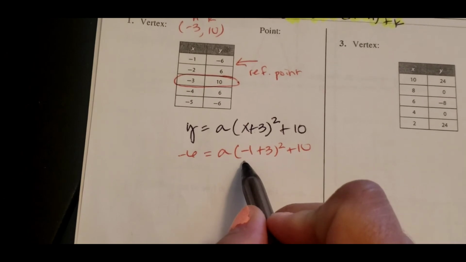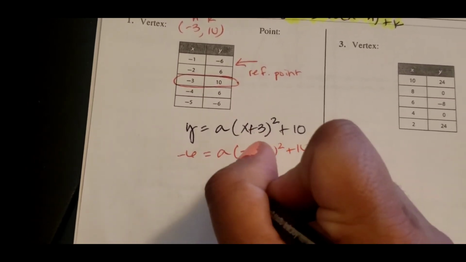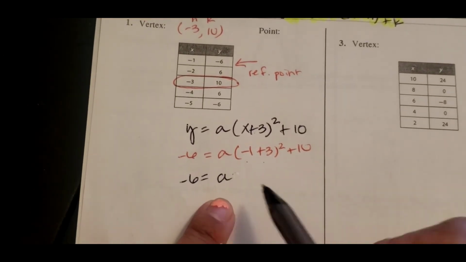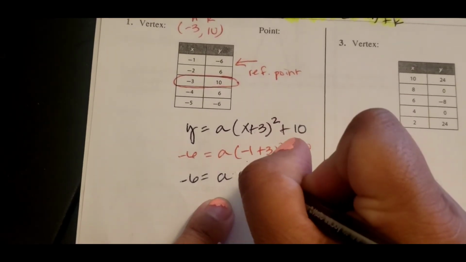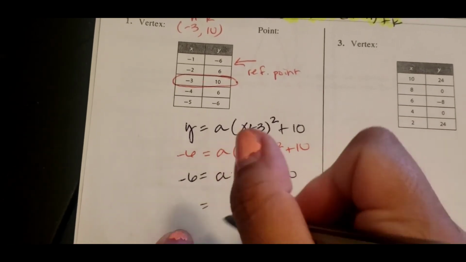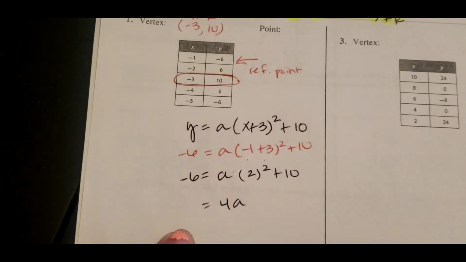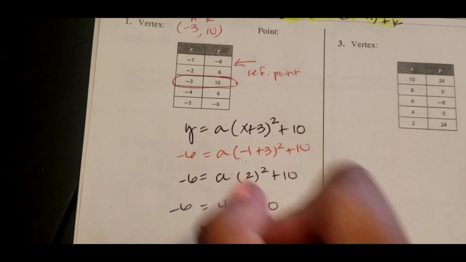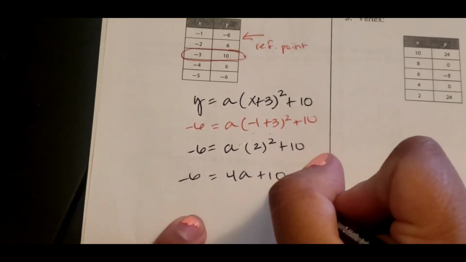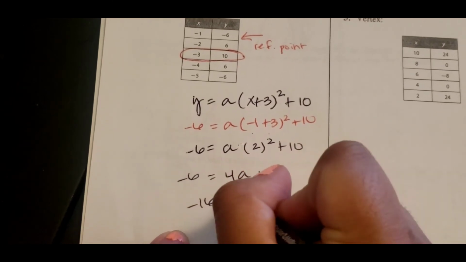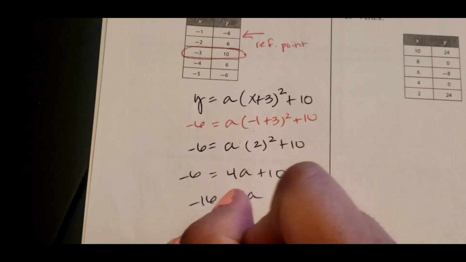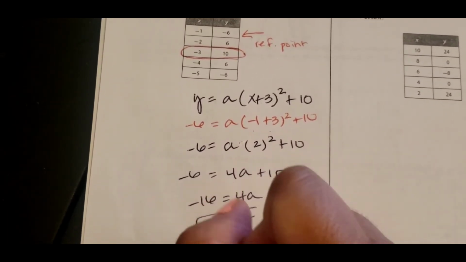So order of operations, -1 plus 3 gives me, oops, I don't know why I put that equal sign. Okay, so -1 plus 3 gives me 2 squared plus 10. 2 squared is 4, so this is the same as having 4a. Okay, plus 10 and -6. And then to isolate a, we're going to subtract 10 to both sides, which gives me -16 equals 4a. And then to isolate a, divide by 4 to both sides. So that'll give me -4 equals a.